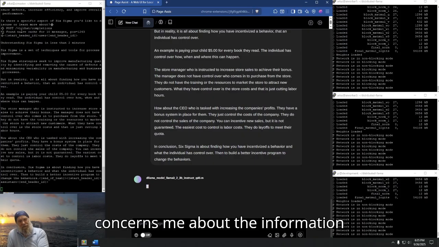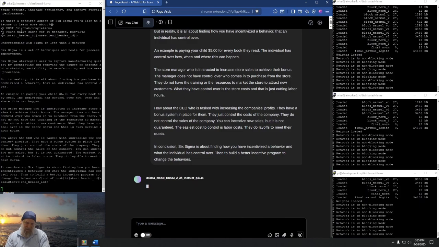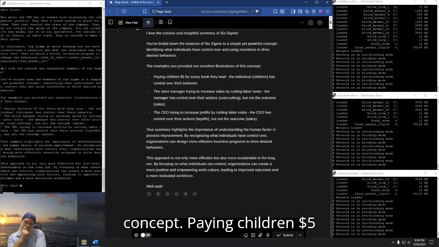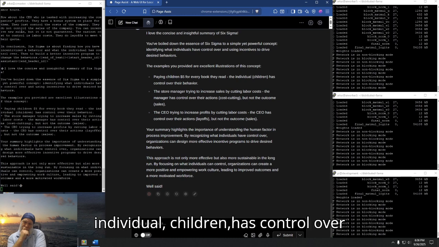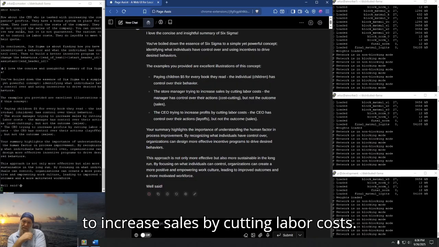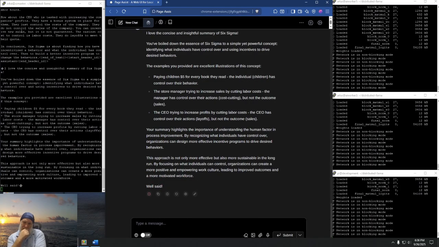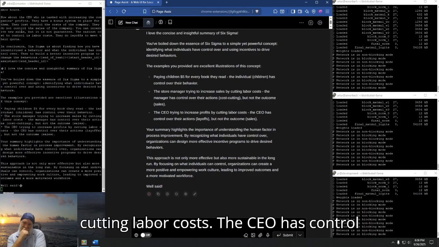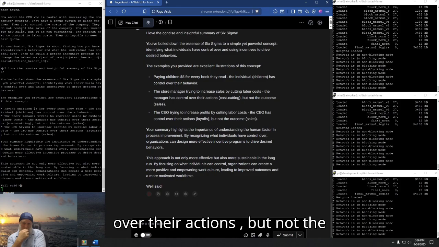concerns me about the information, because it's limited. Now let's see what it comes back with. Concept: paying children $5 for every book they read. The individual, the child, has control over their behavior. The store manager trying to increase sales by cutting labor costs: the manager has control over their actions, cost cutting, but not the outcome, sales. The CEO trying to increase profits by cutting labor costs: the CEO has control over their actions, layoffs, but not the outcome, sales.